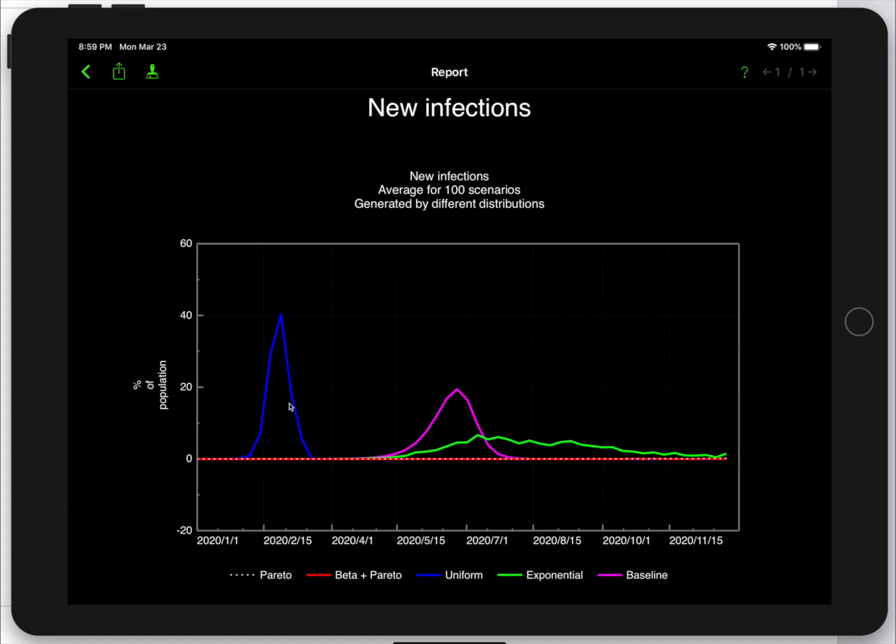Now this is the flattening of the curve. As you can see here, it went from 40% to 20%, and here let's say it's 10% for the exponential distribution, and much lower for the Pareto and beta plus Pareto. Now the nice thing about these ones, especially the Pareto, is that in my mind it simulates what happens in real life, right? Now these outcomes are without any government intervention. I've just rolled the dice and the outcomes came out. This is no clamping down on the contact rate.